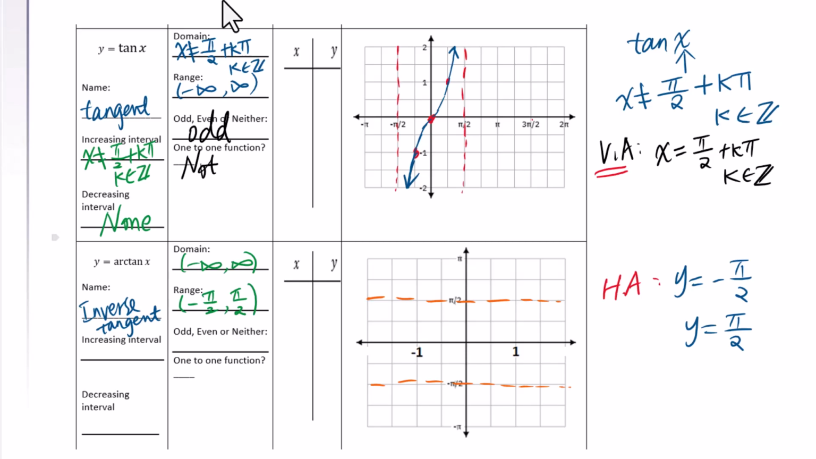Let's make a table. 0, 0. Tangent negative pi over 4 is negative 1. Tangent pi over 4 is 1. So negative 1, negative pi over 4; 0, 0; 1, pi over 4. Then we can sketch the graph.